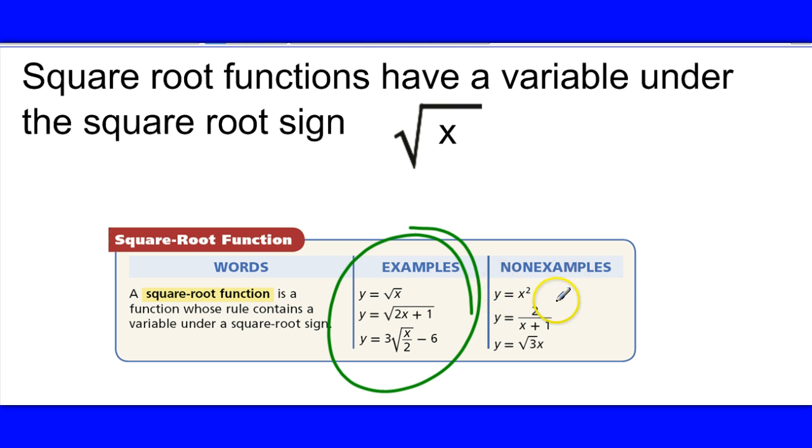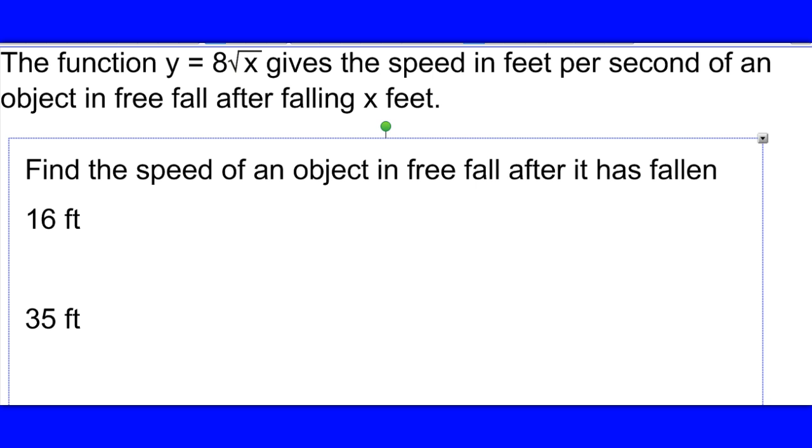Here are some non-examples. This one, no radical sign, no radical sign. This one does have a radical sign, but you'll notice that it ends right here. The x is not underneath it. So again, to be a square root function, you have to have the variable underneath the radical sign.